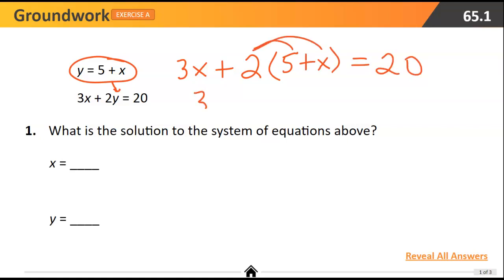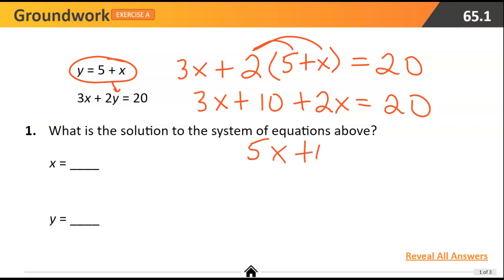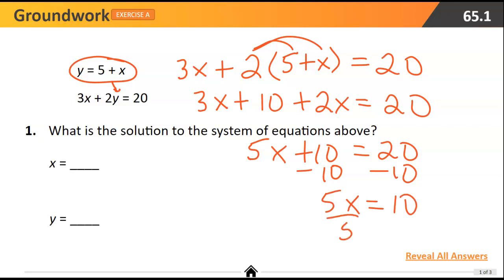Distribute out, we have 3x plus 10 plus 2x is equal to 20. 3 plus 2 is 5x plus 10 is equal to 20. Minus 10, minus 10, 5x is equal to 10. Divide by 5, divide by 5, x is equal to 2. So part of our solution is x equals 2.